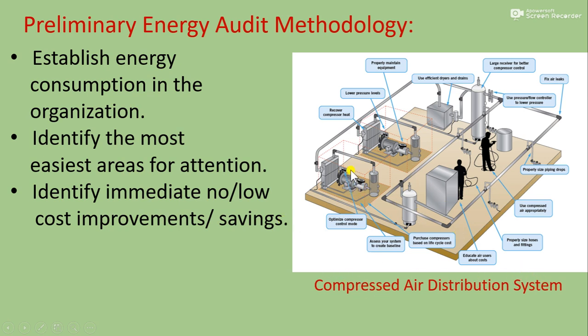So the major source of energy is compressed air, which consumes energy. This compressed air is supplied or conveyed to the various locations where it is required by using this piping distribution system. So here are various locations where there are chances of wastage of energy. So identification of such areas, that is what the preliminary energy audit is.